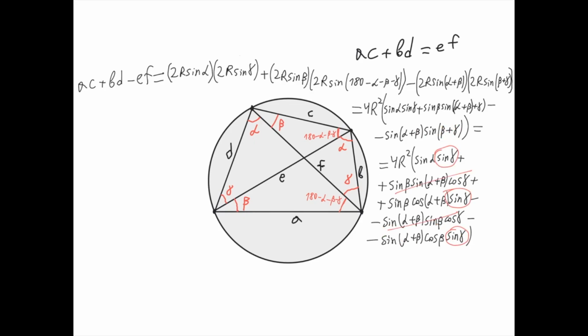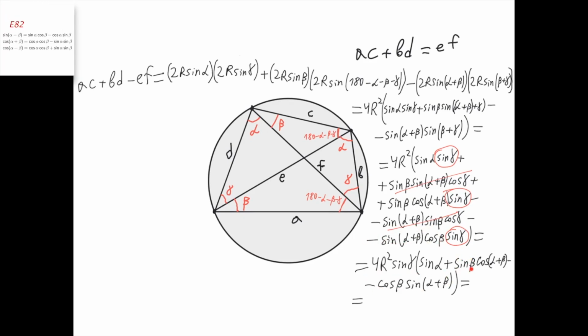And now you can see how this term cancels out with this term, and also all the other terms have sine of gamma, so we can take sine of gamma in front. And now we get 4R squared sine of gamma in front, and then into parentheses sine of alpha here, sine beta cosine alpha plus beta here, and sine alpha plus beta cosine beta with a minus sign here.